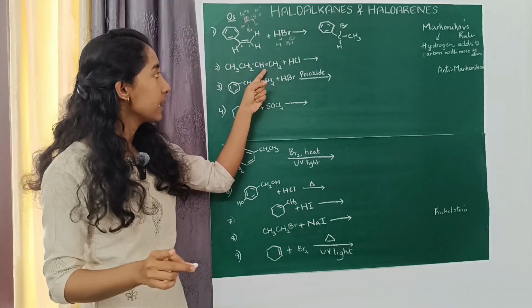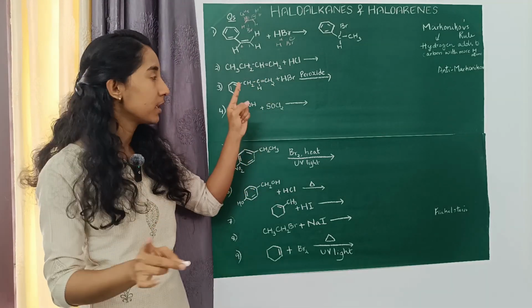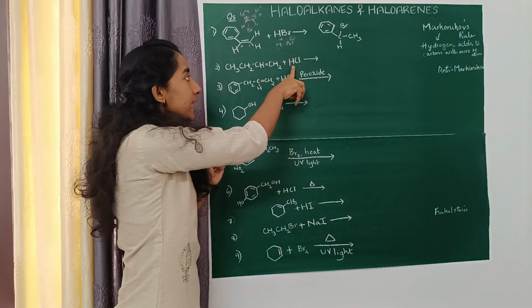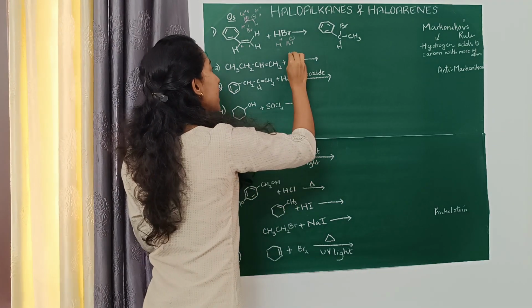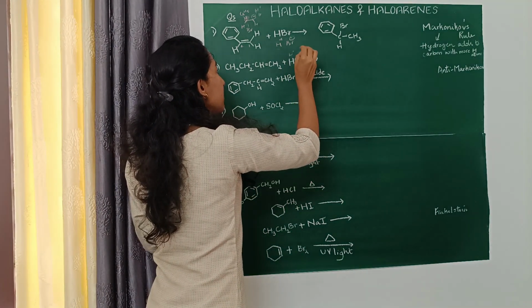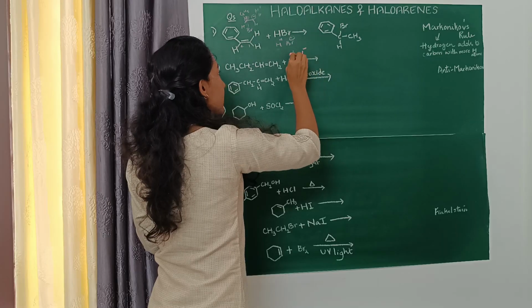Then next look at the second reaction. This is also based on Markovnikov's rule. Here you have a double bond and then you are adding a hydrogen halide. So here it will be H plus and Cl minus.